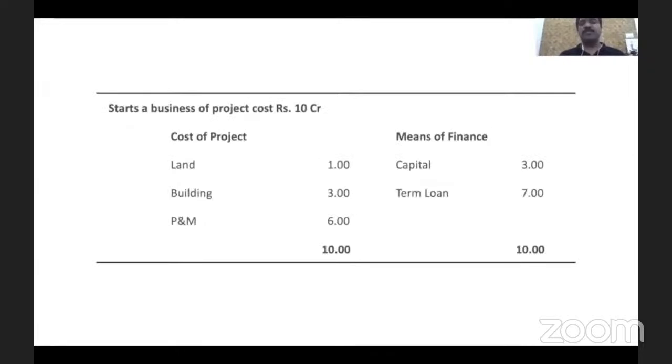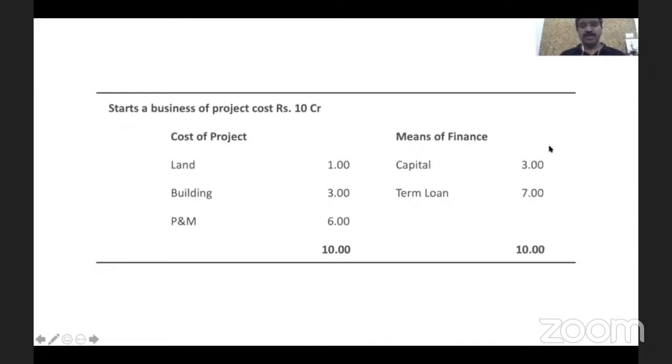Look, I'm going to start a project at a cost of 10 crore. This project comprises purchasing land for 1 crore, and on that I construct my factory building for 3 crore, and I have to purchase, erect and install plant and machinery for 6 crore. So my total cost of the project is 10 crore, and I have planned to fund this by bringing in 3 crore, and approaching a bank for a term loan of 7 crore. It means I'm contributing 30% for the project, and I'm asking for a loan of 70%.